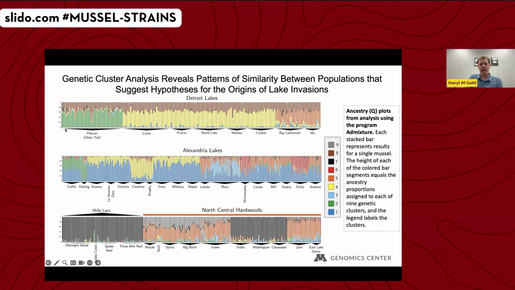And so if you look at, say, the Pelican Lake samples in the upper left-hand corner, you can see that basically all the mussels in Pelican Lake have this green cluster two population, or set of SNPs, and then other SNPs from cluster eight. And so there's a real clear signature based on these ancestry clusters, and different lakes and different regions have different combinations of these clusters of ancestry.